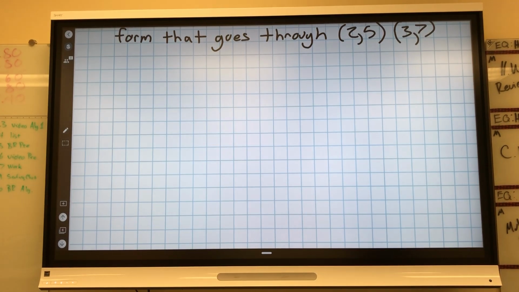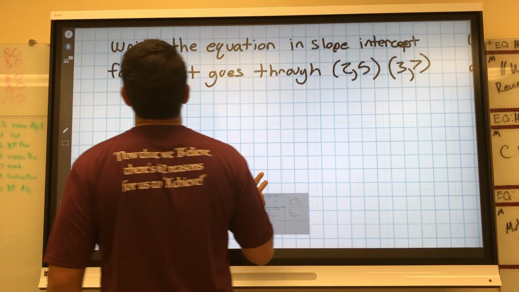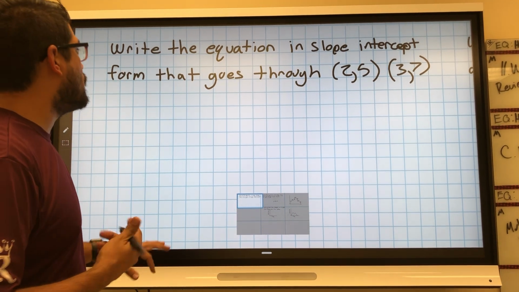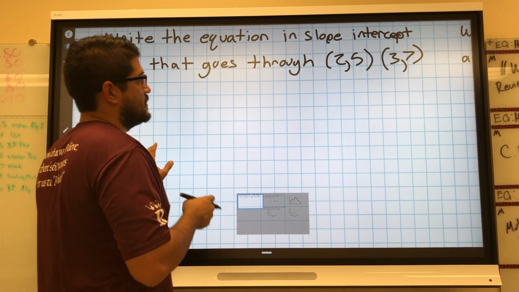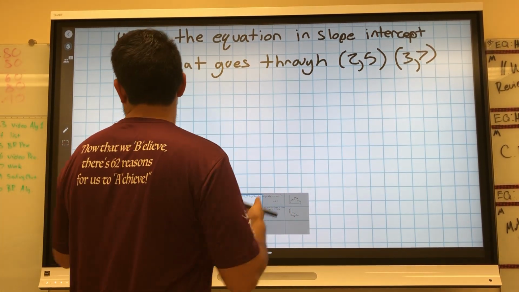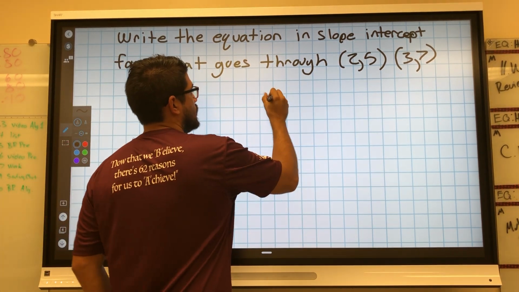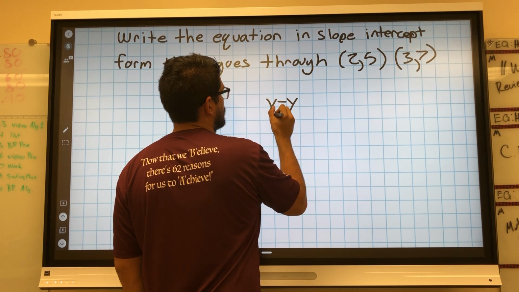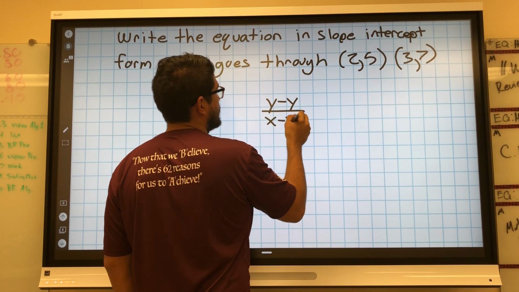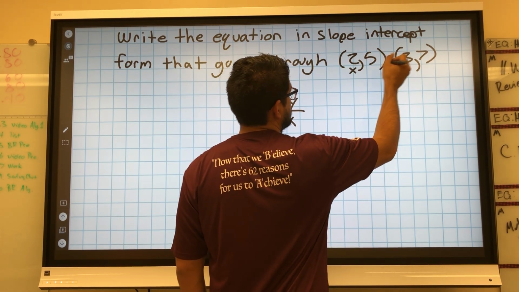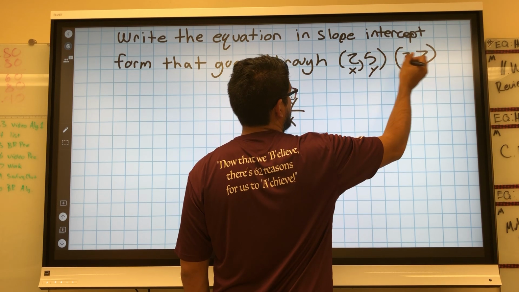All right, we're going to do this one first. We're going to write an equation in slope-intercept form that goes through these 2 points. So we know it goes through these 2 points, so we know that we can create the slope using these 2 points. You can do the y minus y over x minus x. Now these are x's and these are y's.